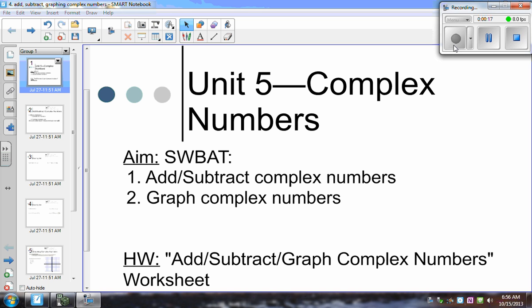So hopefully you remember from class how similar multiplication was to multiplying binomials algebraically. Well, what you're going to notice today and with this lesson is that adding and subtracting complex numbers is basically your same skill sets of adding and subtracting algebraic expressions that you've learned in the past.